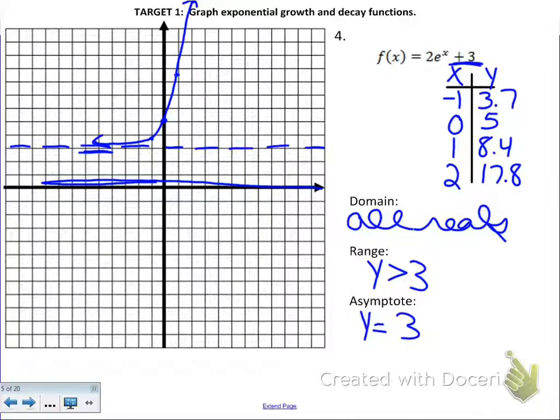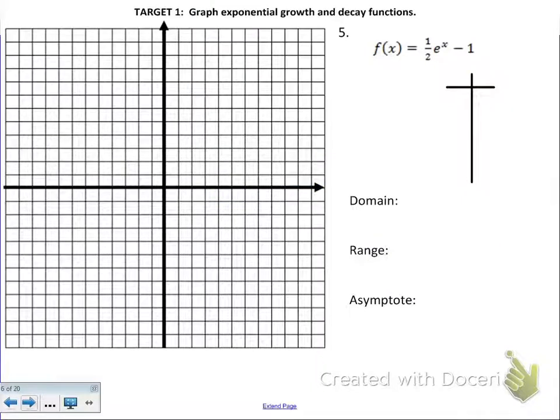Okay, so let's give another one a try. What is our asymptote on this one? Look at the equation. We got 1/2 e to the x minus 1. That's correct. Our asymptote is y equals -1. So we're going to go ahead and graph that on our graph.